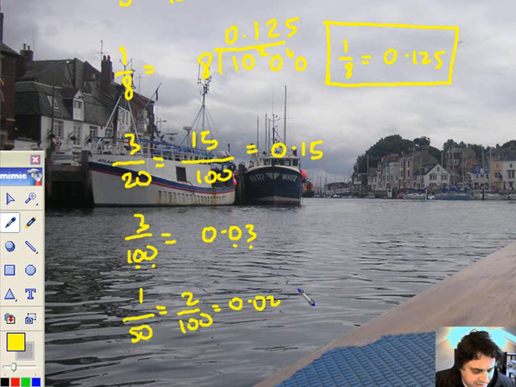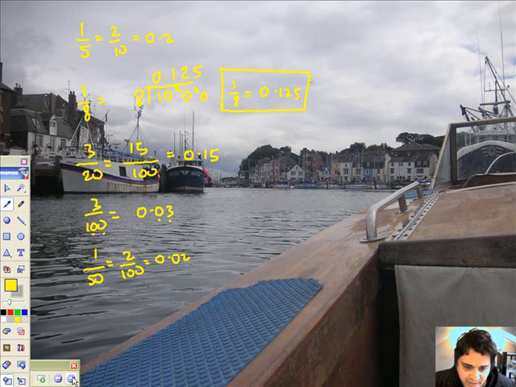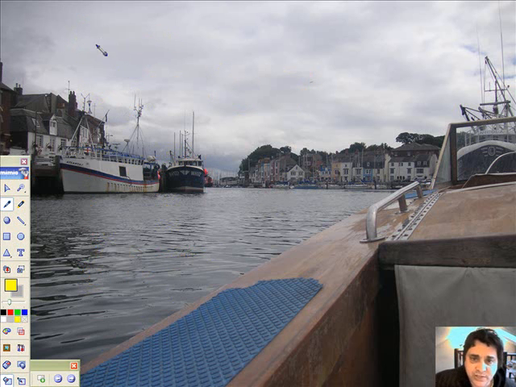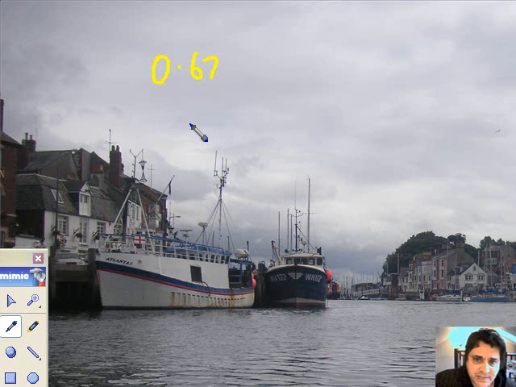Question 2, which of these fractions is closest to 0.67? The first one's going to be 3/4. Well, that's 0.75. Let's have a look. 0.09 difference. So we'll worry about that in a minute.